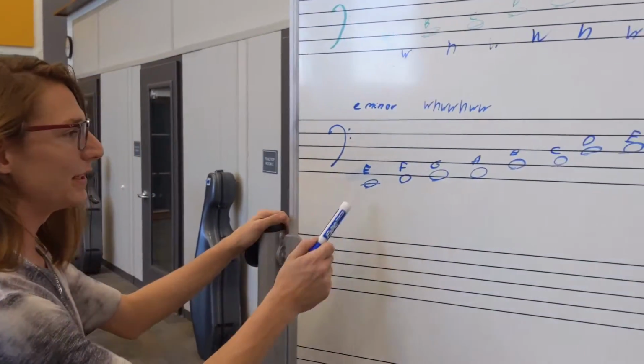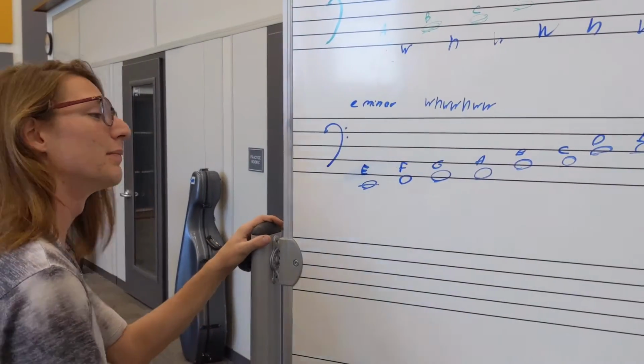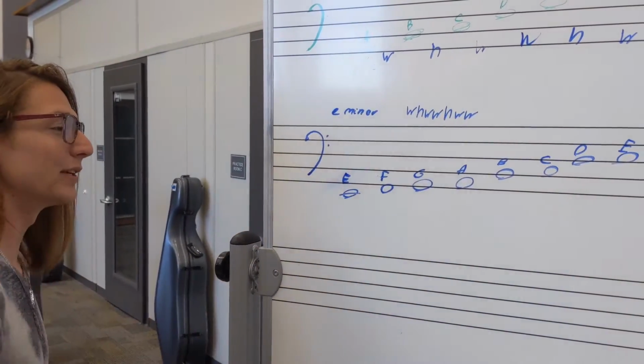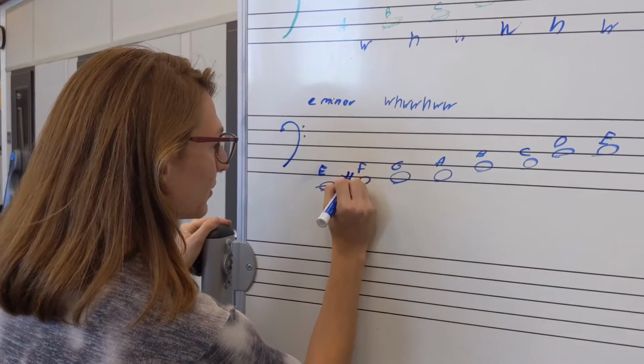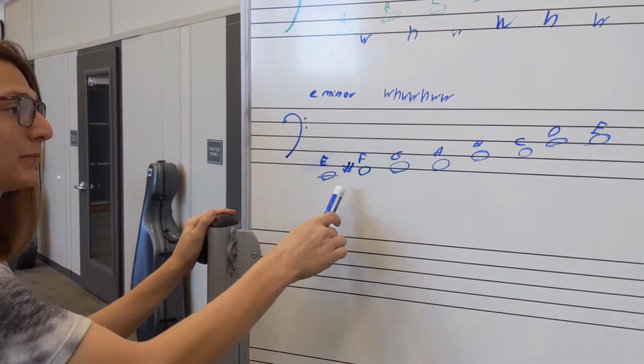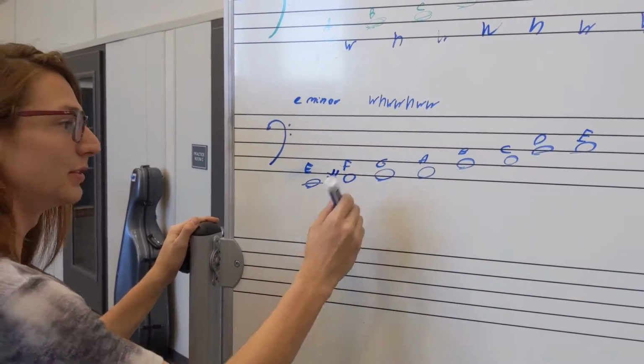So from E to F, that's a half step. But the pattern says to start off with a whole step. So it would really be F sharp, not F natural. And from F sharp to G, that's a half step.